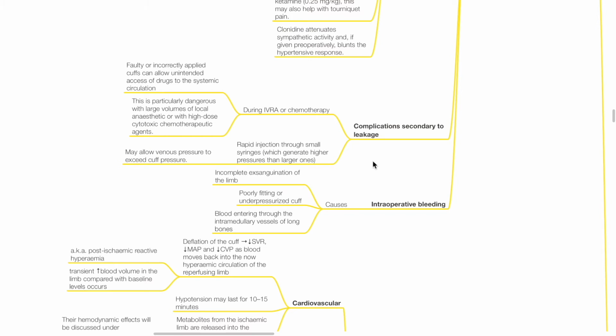Causes of intraoperative bleeding in the context of tourniquet use include incomplete exsanguination of the limb, poorly fitting or under-pressurized tourniquet cuff, and blood entering through the intramedullary vessels of long bones.